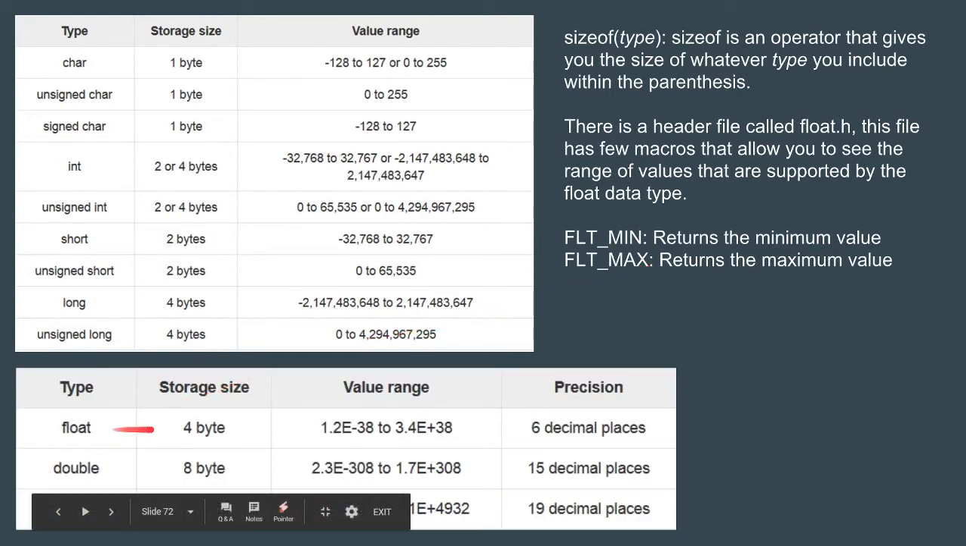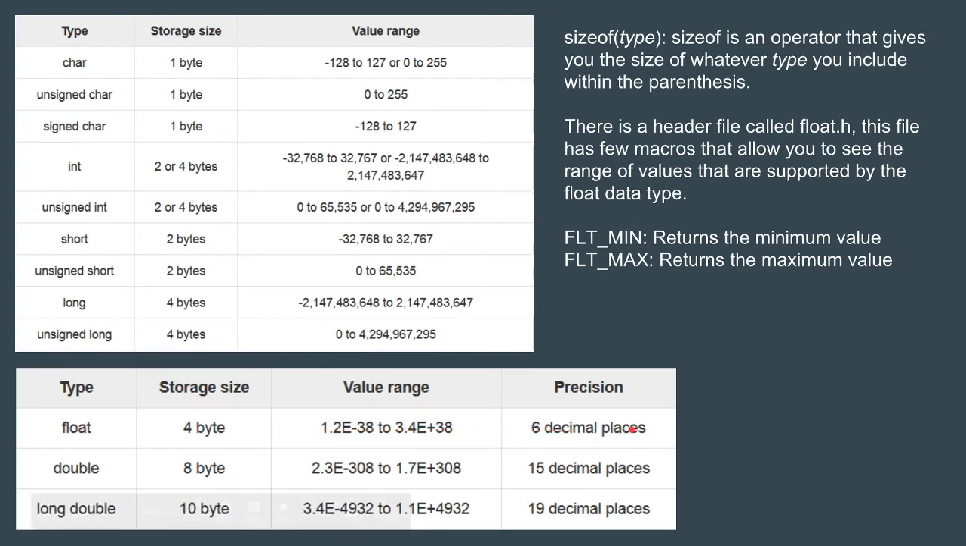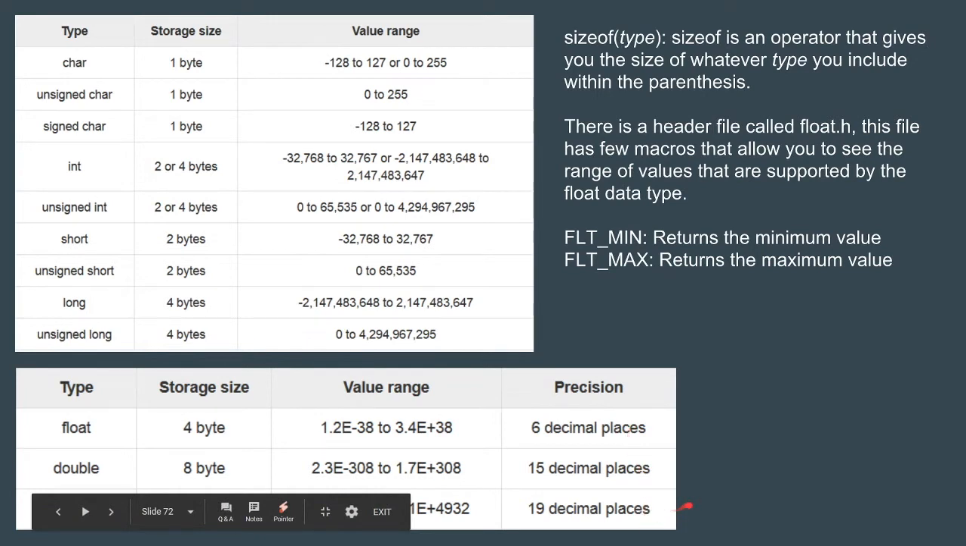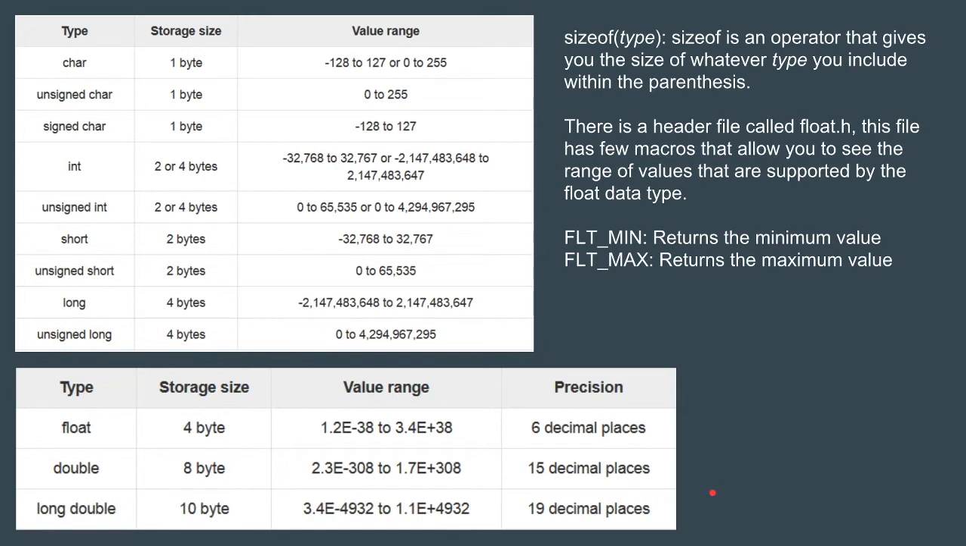So these are the three basic types we have if we want to store some decimal values. The first type is float, and its storage size is 4 bytes of memory. The value range is already given over here. It is 1.2 times 10 to the power minus 38 to 3.4 times 10 to the power 38. So that is the range of values that float supports, and its precision is 6 decimal places.